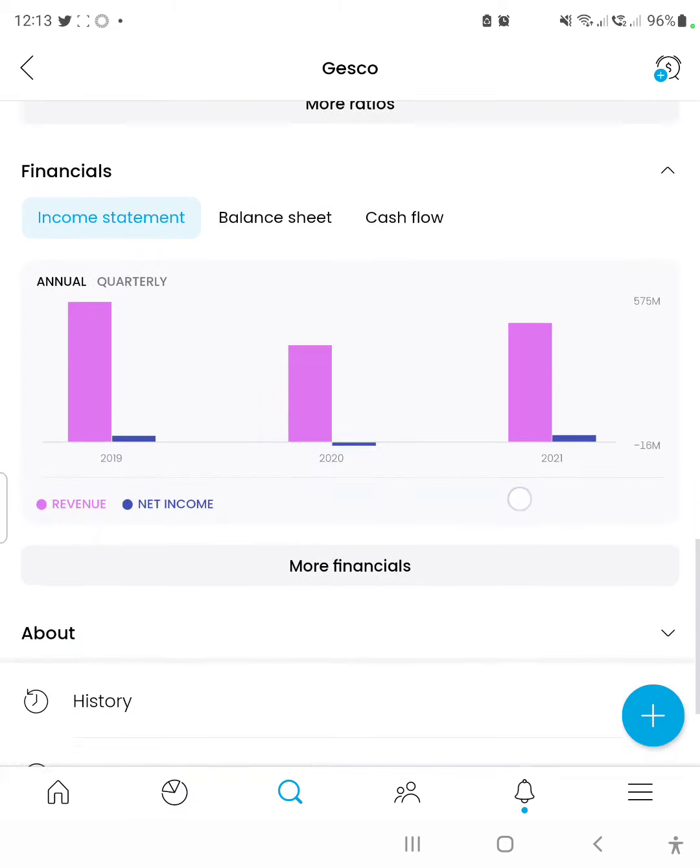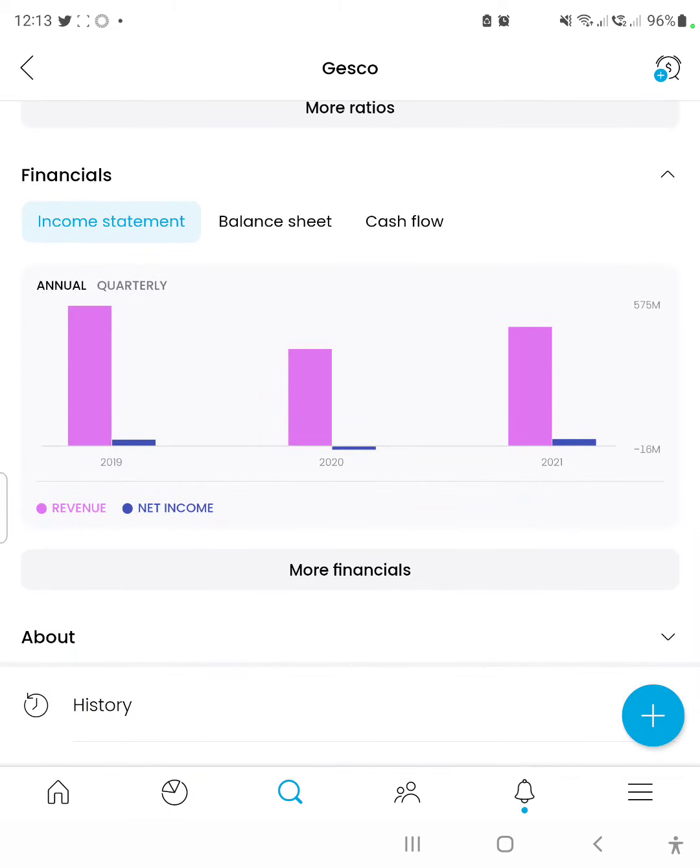So let's get into the first of the financial statements, that being the income statement. As you can see, the graph shows the light purple figure is the revenue sales figure of the last three financial years. The 2019 financial year was around 575 million euros. In the 2020 financial year, the sales figure dropped quite substantially to around 60% of the 2019 figure, as well as the profit margin.